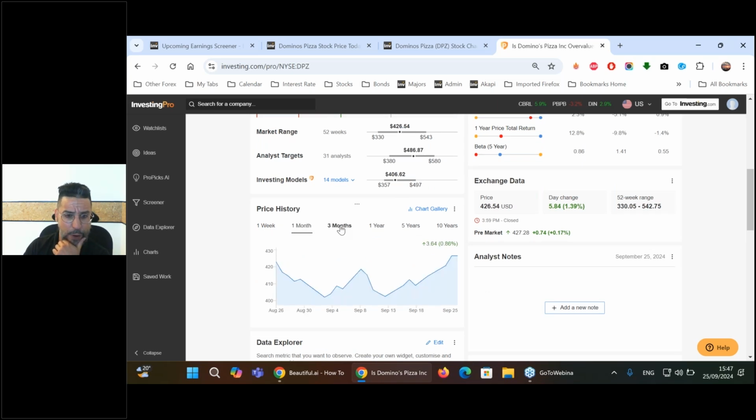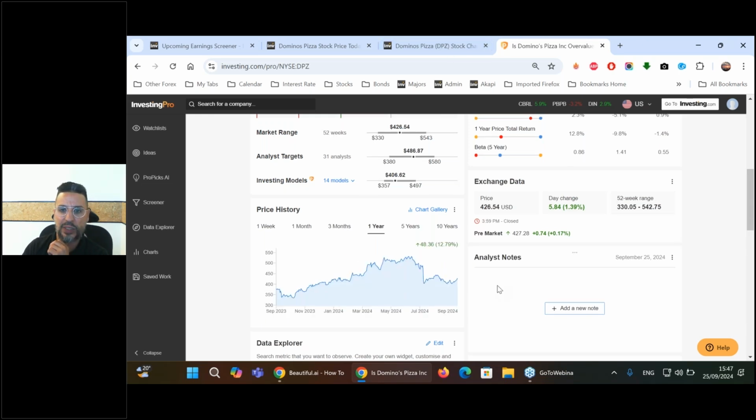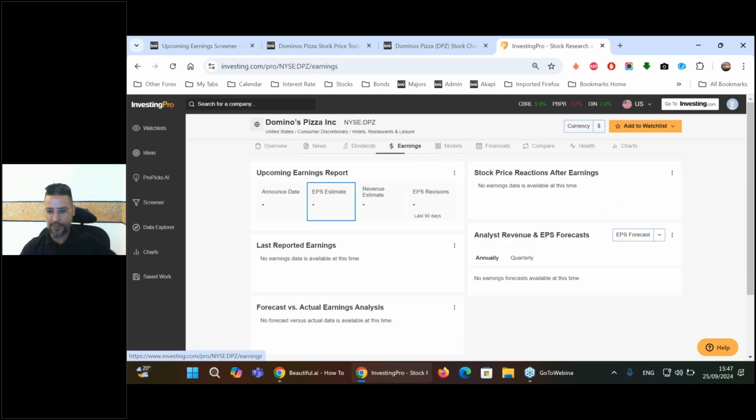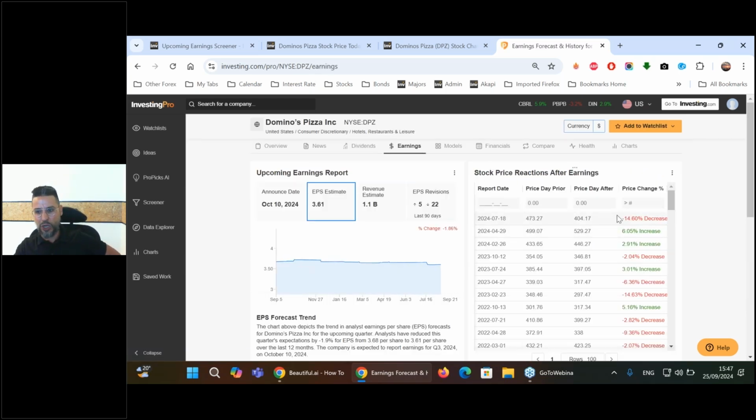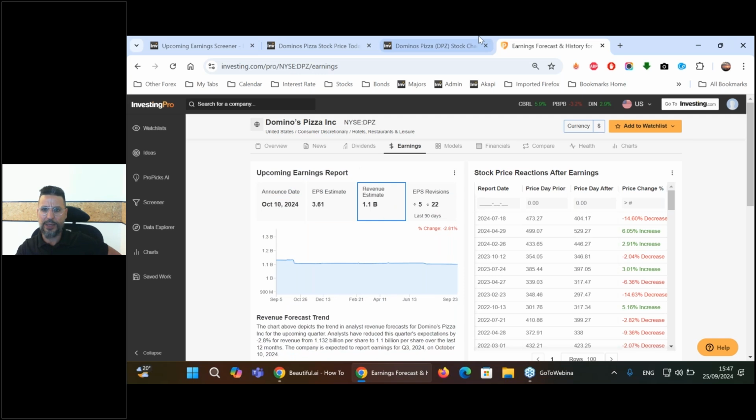Taking a look at Domino's past week, it's up over 4%. Past month, it's now in the green. Still took it on the chin over the past 3 months. I guess it sold off after earnings, took a plunge on earnings in mid-July. It has earnings coming up on October 10, so about a couple weeks away.